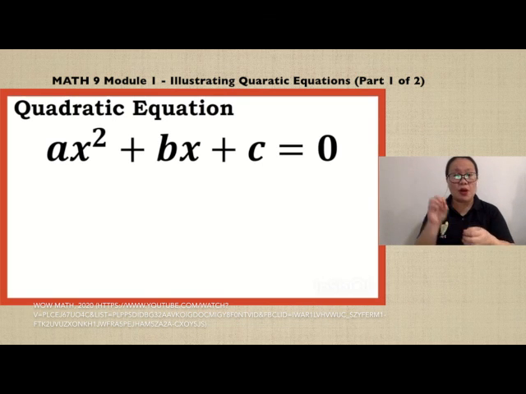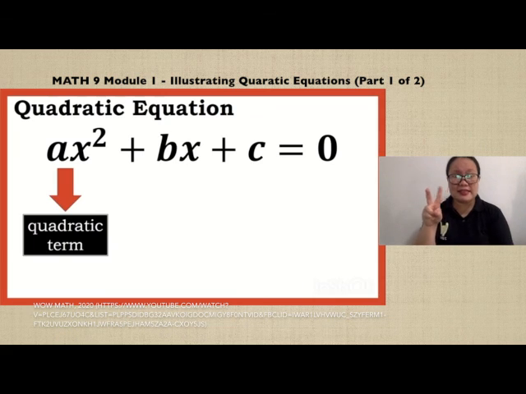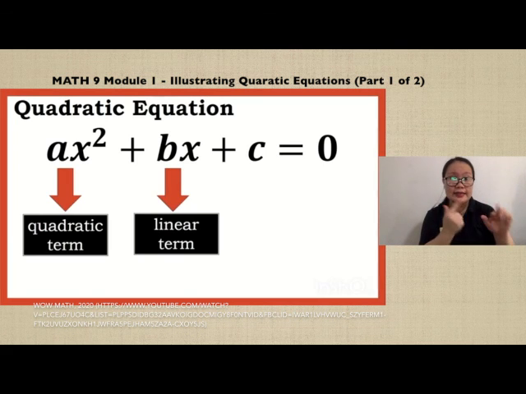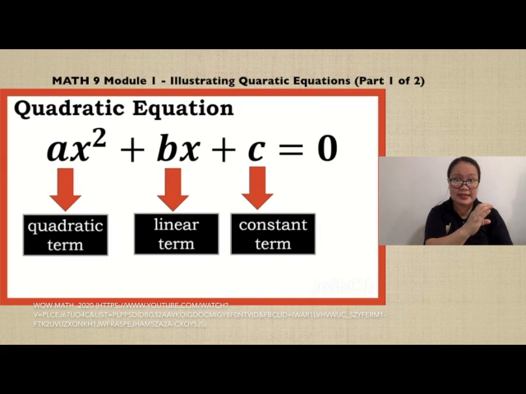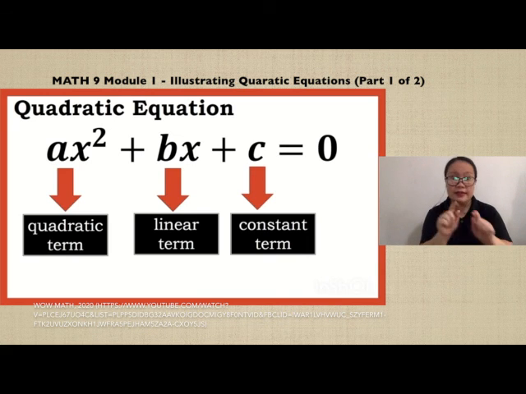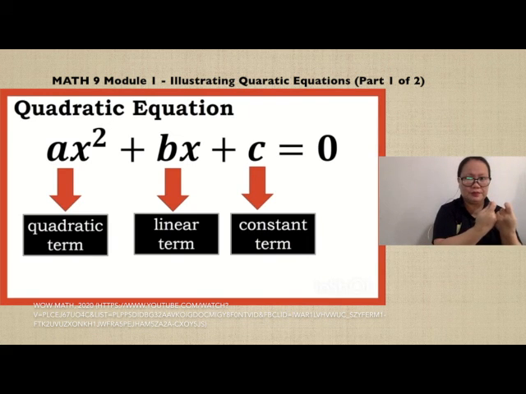Alright. Let's have the parts of quadratic equation. What is ax squared? This is our quadratic term. So, we have 3 terms in quadratic equation. Now, what do we call the second term? Bx is the linear term, while c is our constant term. So, in quadratic equation, in standard form, ax squared is the quadratic term, bx is the linear term, and c is your constant term. Equals 0.